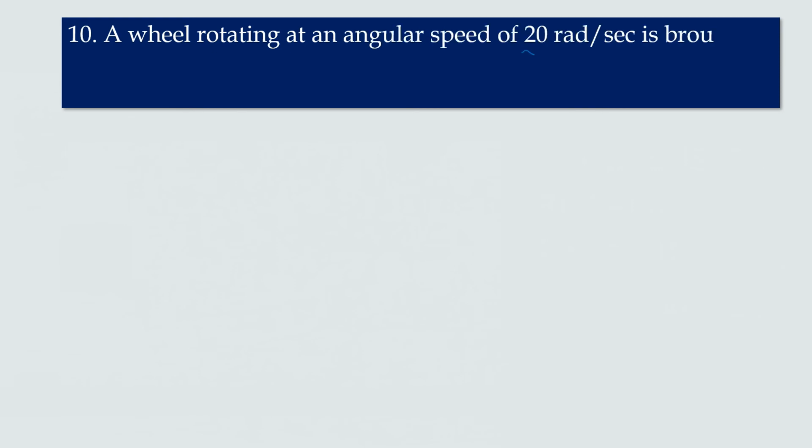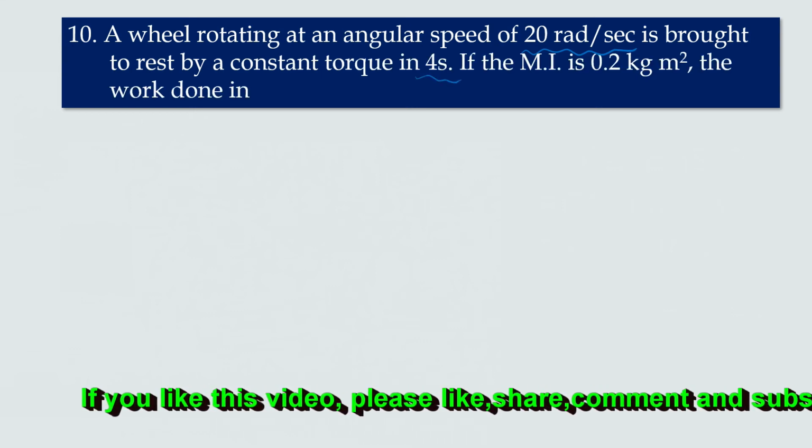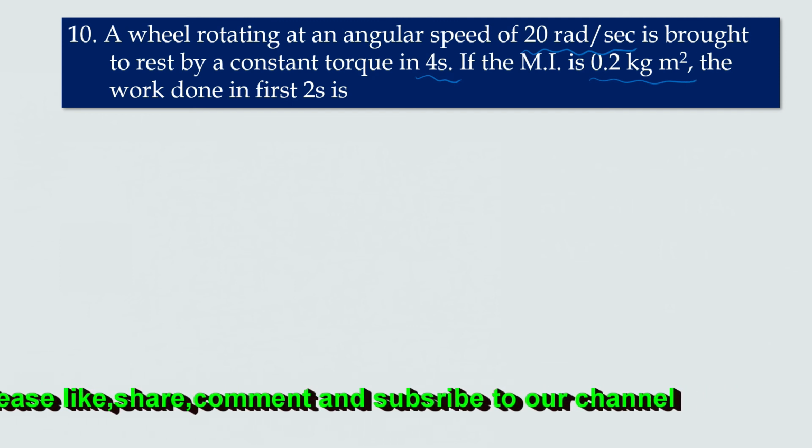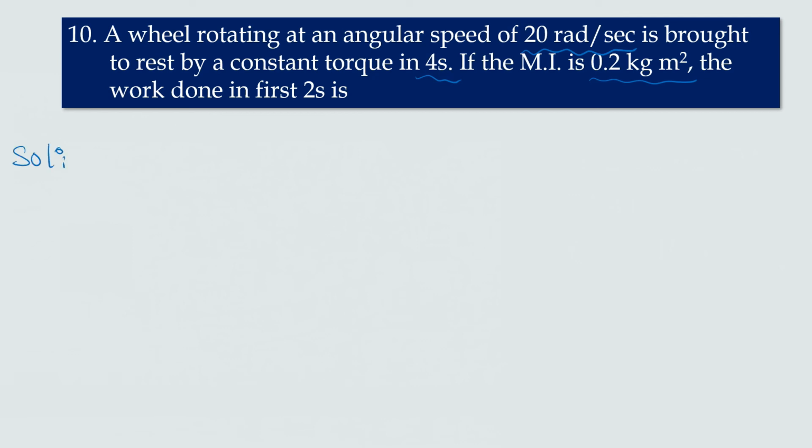In this, a wheel rotating at an angular speed of 20 radians per second is brought to rest by a constant torque in 4 seconds. If the moment of inertia is 0.2 kilogram meter square, then the work done in the first 2 seconds is. Here we have to calculate the work done. Let us go to the solution.